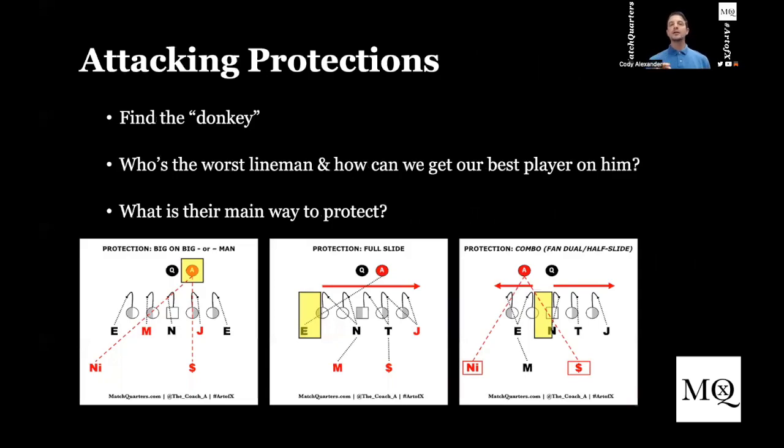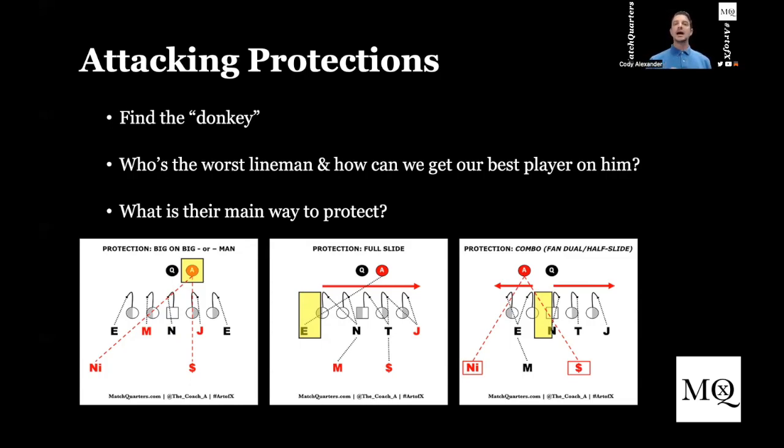Let's talk quickly about attacking protections. First off, you need to find the donkey. That's the term that I use. Who is the worst offensive lineman? It's not always going to be at the edges of the box. It could be a guard. And I've dealt with this a lot of times at the high school level.